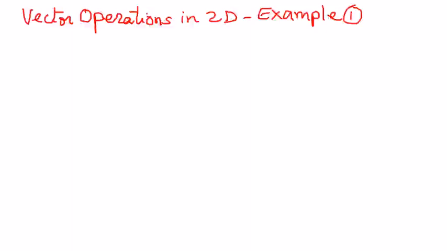Welcome to my presentation. In this presentation, we shall try to find the algebraic representation of a vector. If two points are given to us, one is the initial point and another is the terminal point, and if we want to find the algebraic representation of that, how do we do that? So this example is going to explain that.